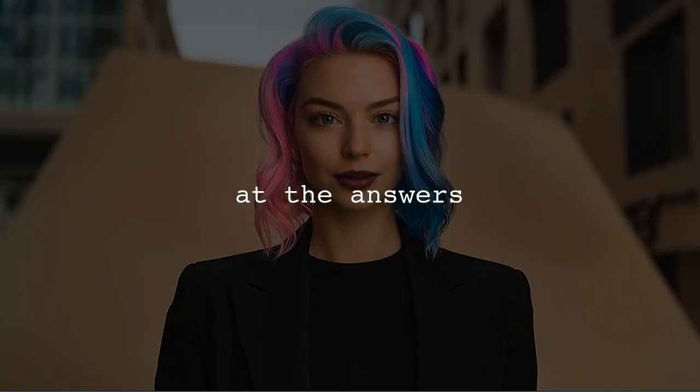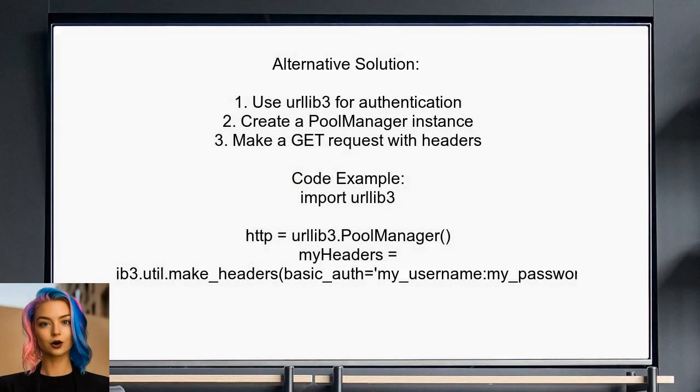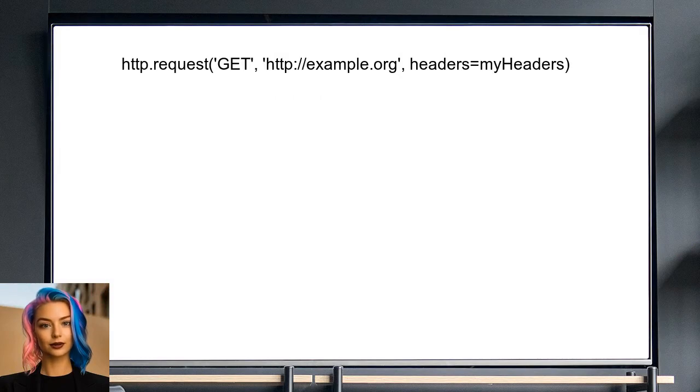Now, let's look at the answers provided by other users. An alternative solution provided by another user involves using urllib3 for authentication. They suggest creating a pool manager instance and using it to make a GET request with basic authentication headers.